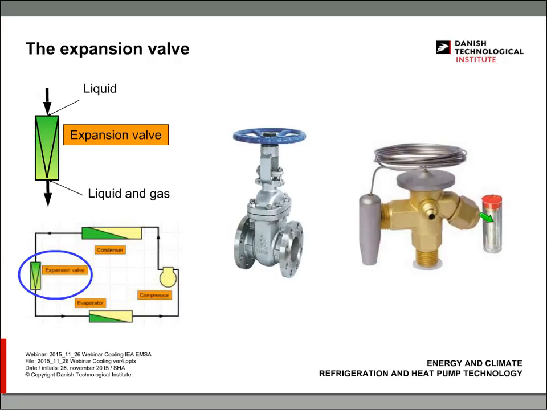The main function of the expansion valve is simply to deliver liquid to the evaporator. Always deliver enough liquid to match the load of the evaporator. So the main function is simply to deliver liquid, not too much, not too little, to cover the need of the evaporator for the cooling.